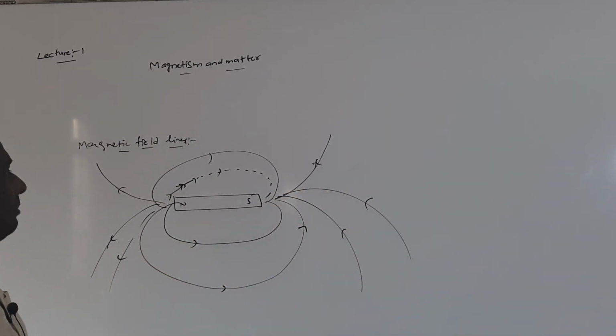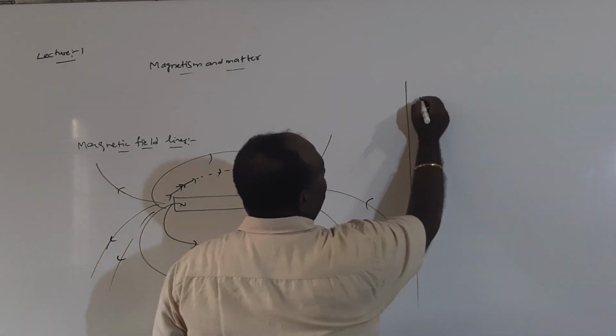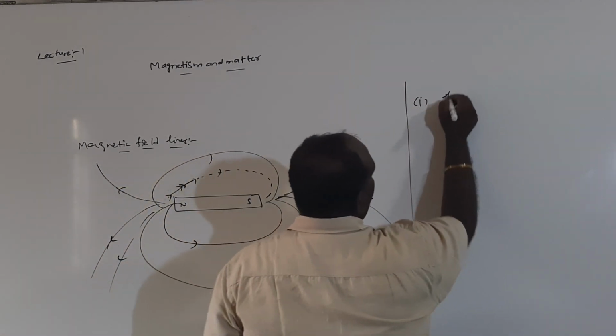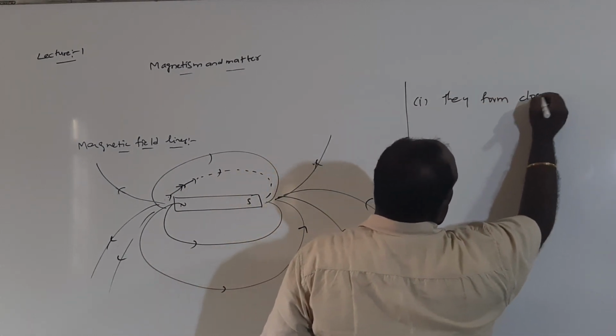Now properties. I am going to discuss properties. First property of magnetic field lines: they form closed loops.